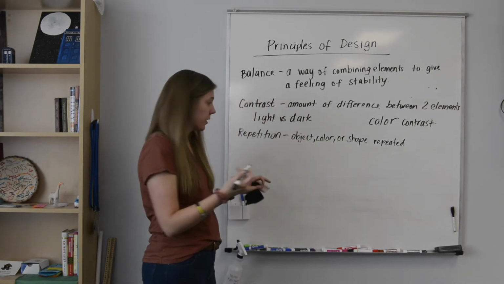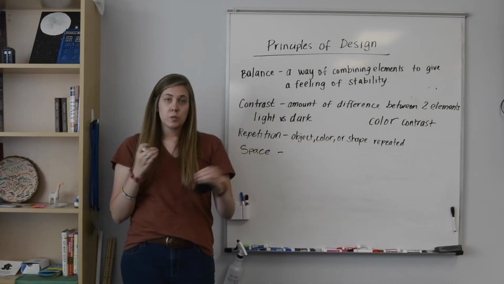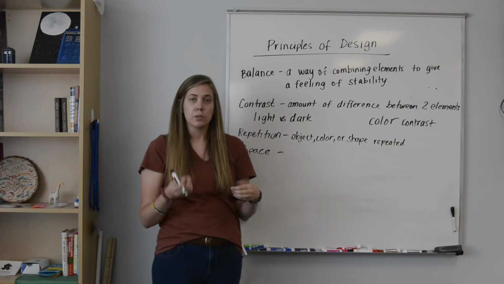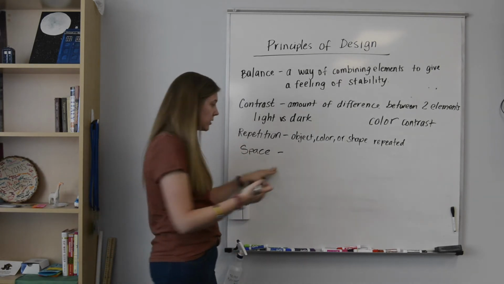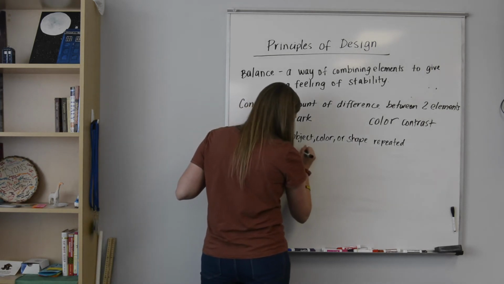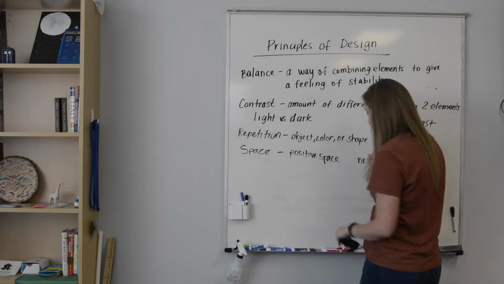Okay, next we have space. So with space, I'm going to have to break it down before I give the explanation. So there's two kinds of space. There's positive space, and there's negative space.